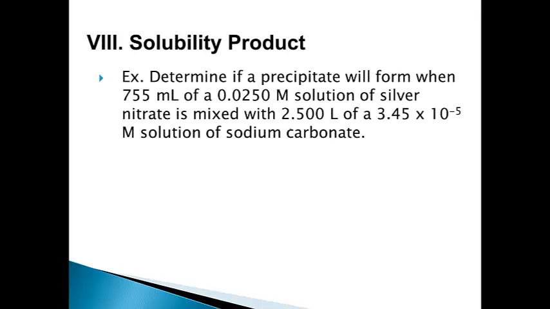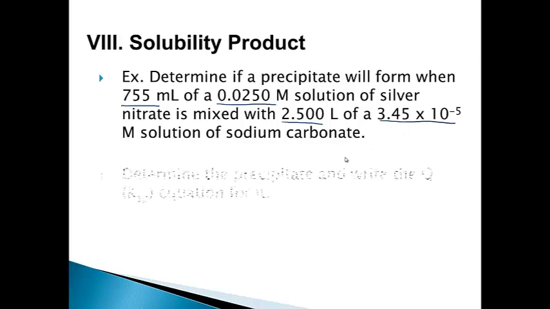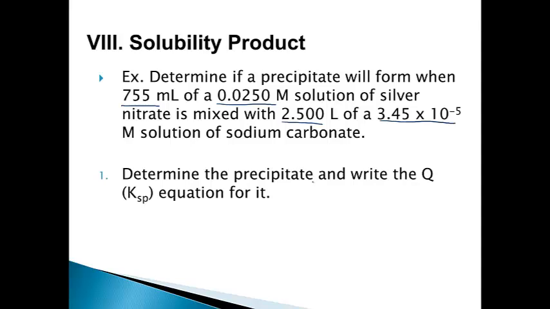Okay, so let's try one. Figure out if you're going to get a precipitate when you use 755 mL of 0.025 molar silver nitrate and you mix it with 2.500 liters of 3.45 times 10 to the negative 5th molar solution of sodium carbonate. Okay, so what are the steps? First thing, figure out what's the precipitate that's possible.